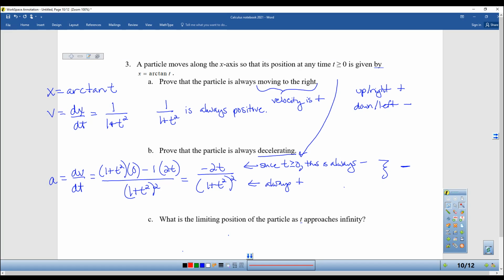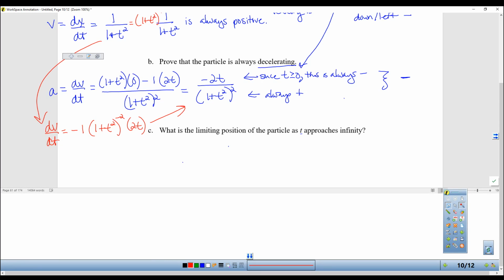Quick little side note here. Another way to do the derivative would be to switch this to 1 plus t squared to the negative 1. Whenever the top is a constant, I tend to do it this way. But I just like to keep showing you both ways because I don't know if it's any faster or not, but that's how I usually do it.